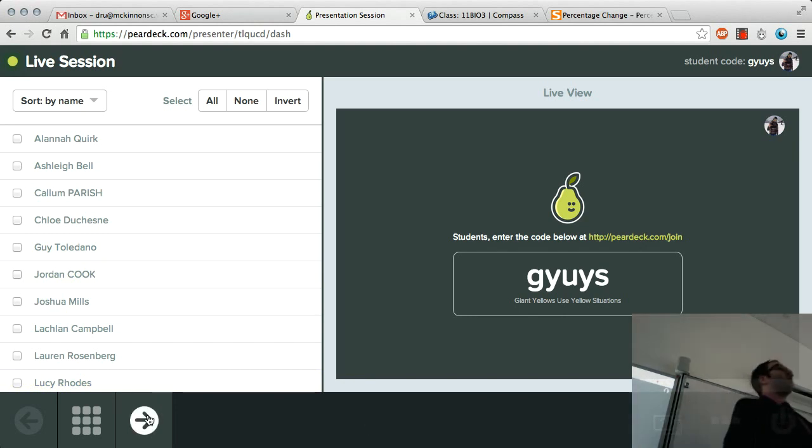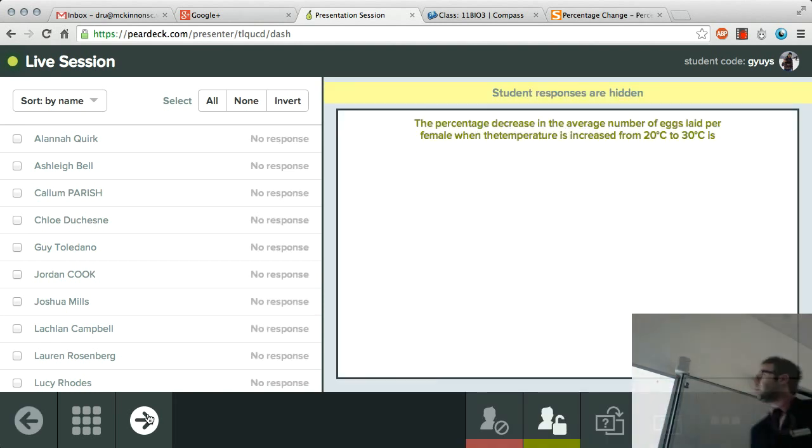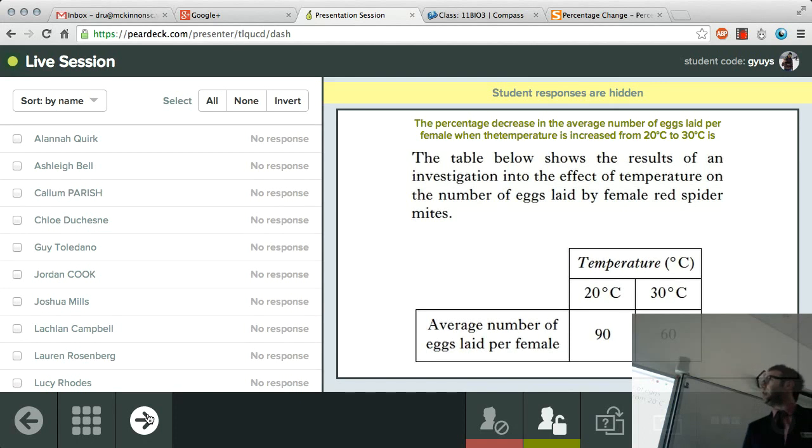So again, we're going to do this under exam conditions. These are questions representative of what you might see in an exam. Alright, here's your question. The table below shows the results of an investigation into the effect of temperature on the number of eggs laid by female red spider mites. 20 degrees, 90 average eggs; 30 degrees, 60 eggs on average. What is the percentage decrease in the average number of eggs laid per female when the temperature is increased from 20 to 30 degrees C?